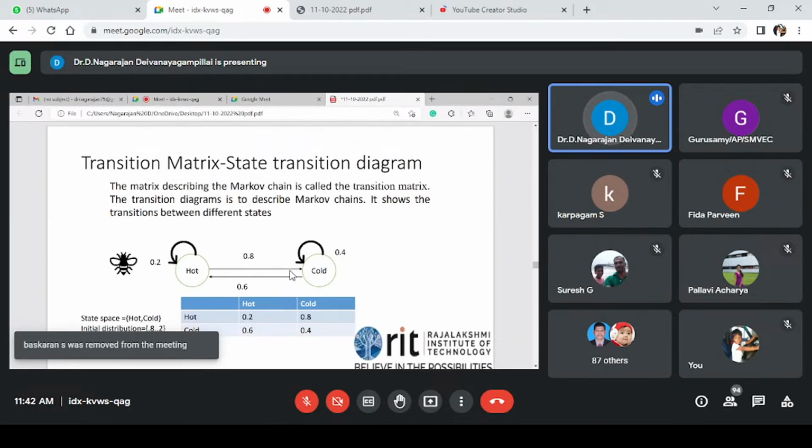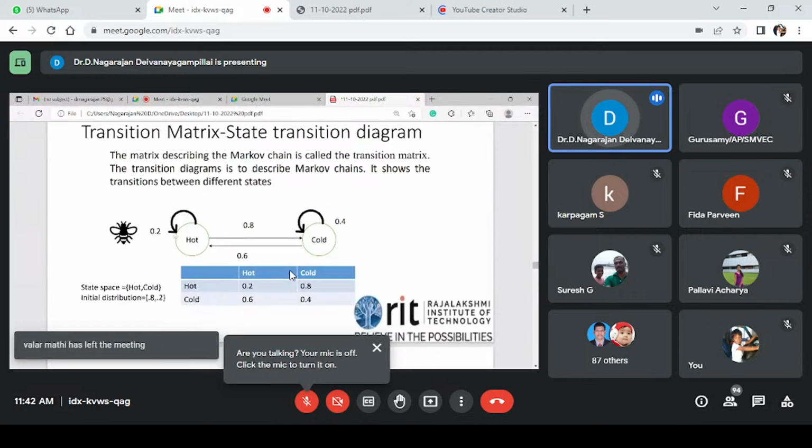So, transition matrix and transition diagrams. The matrix describing a Markov chain is called a transition matrix. The transition diagram is used to describe a Markov chain. It shows the transitions between different states, just like this. Here, the two states are hot and cold, with probabilities of 0.2 and 0.8, and 0.6 and 0.4.